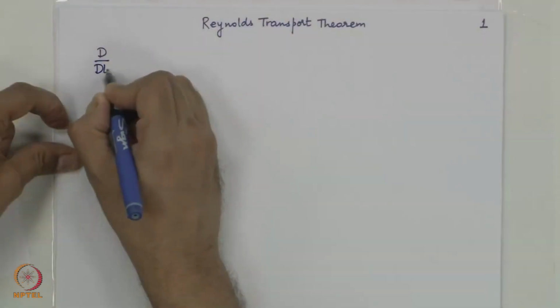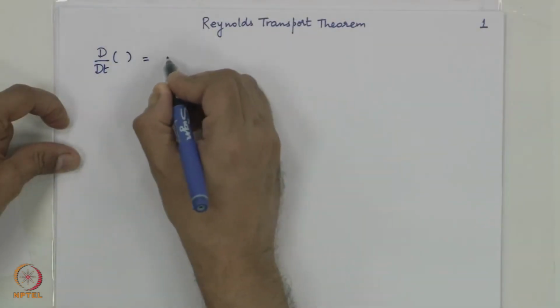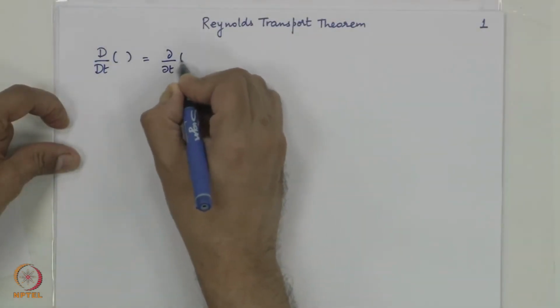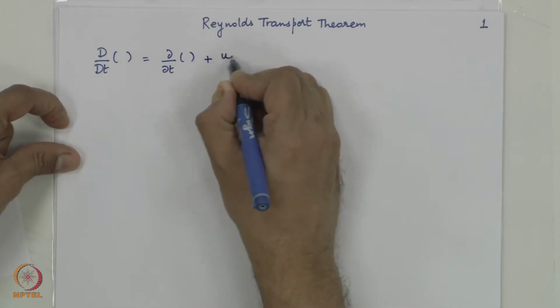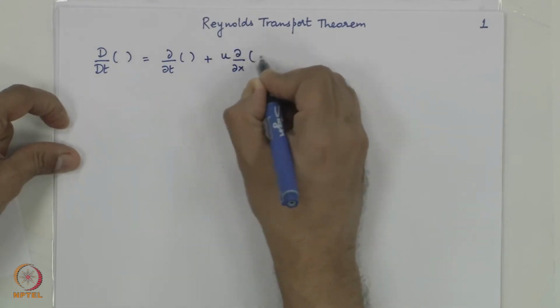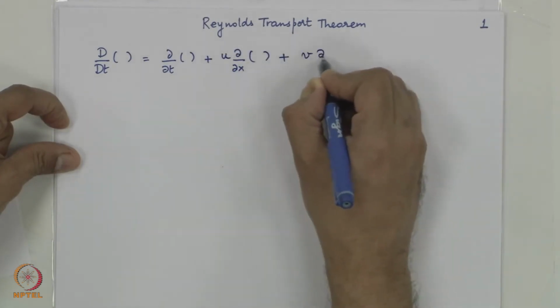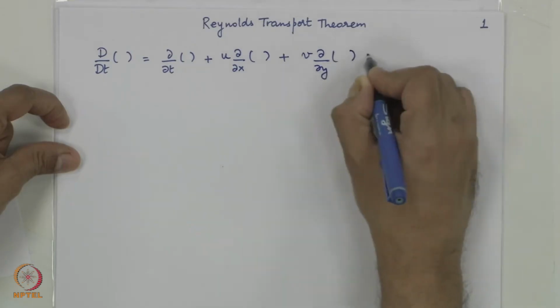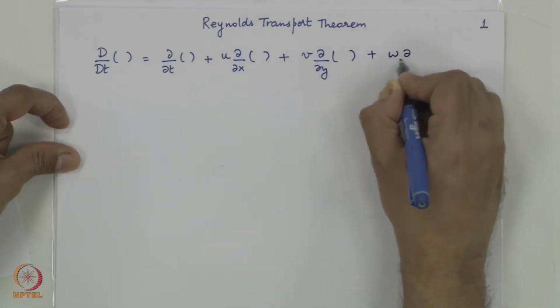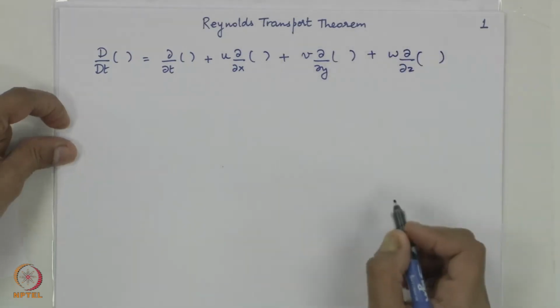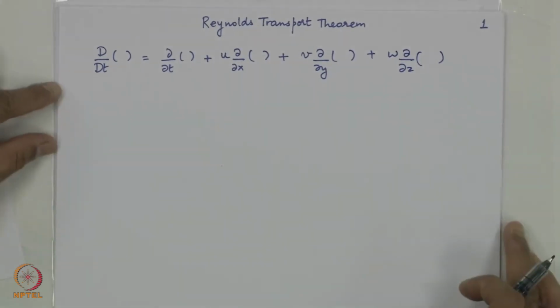In the last module, we had talked of fluid particle acceleration, and we had written the material derivative. The operator capital D by Dt was given by d by dt of any quantity, plus u times d by dx of this quantity, plus v times d by dy of this quantity, plus w times d by dz of the quantity. So, this was the material derivative.